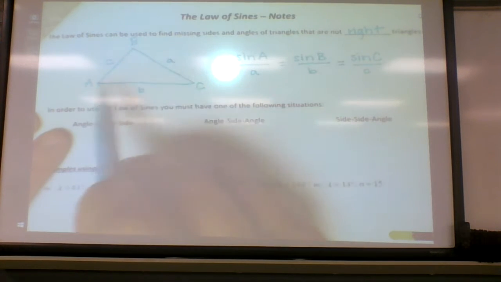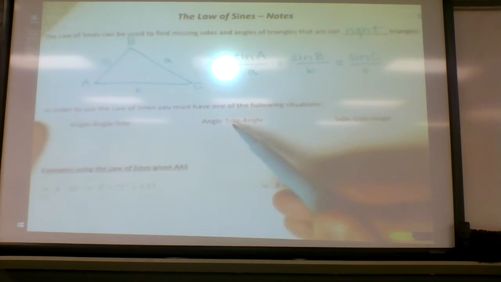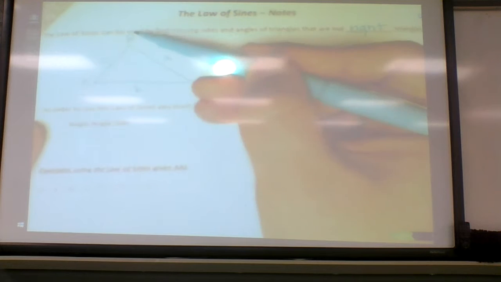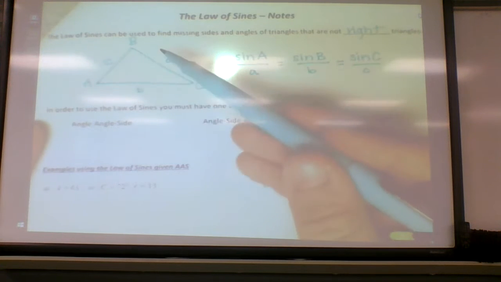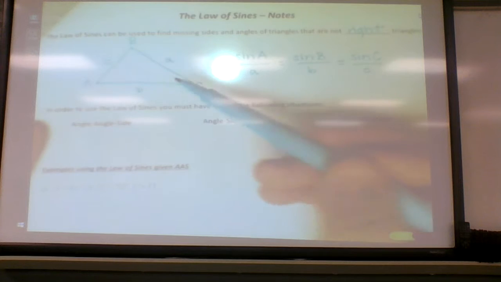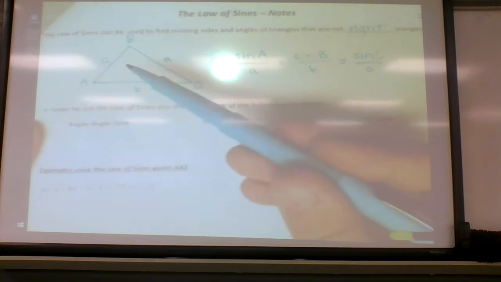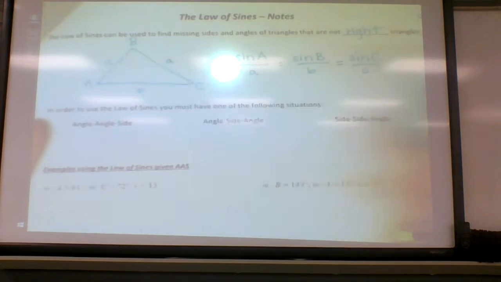You have to have a match, okay? You could have angle, side, angle. So angle A, side C, angle B, and that will work, angle, side, angle, because we know all the angles in a triangle add up to 180. So you could find this one, so you could have a match. So you always have to have a match between an angle and a side in order to use the law of sines.